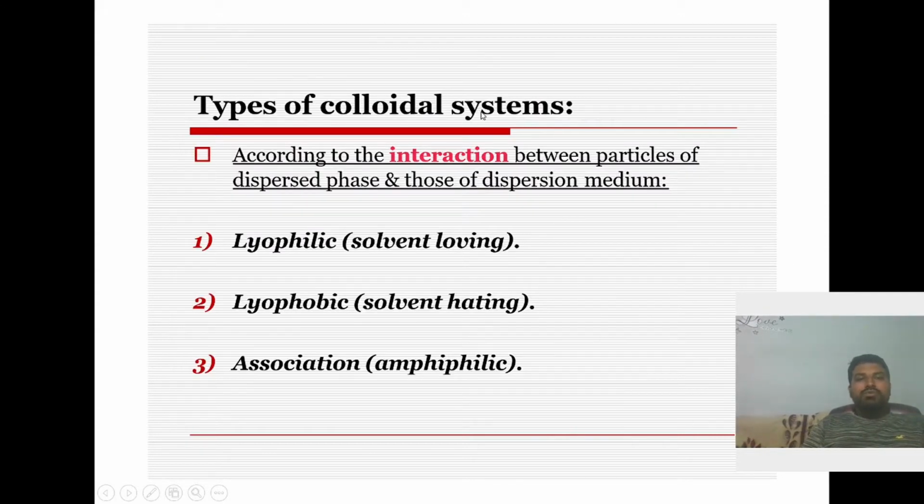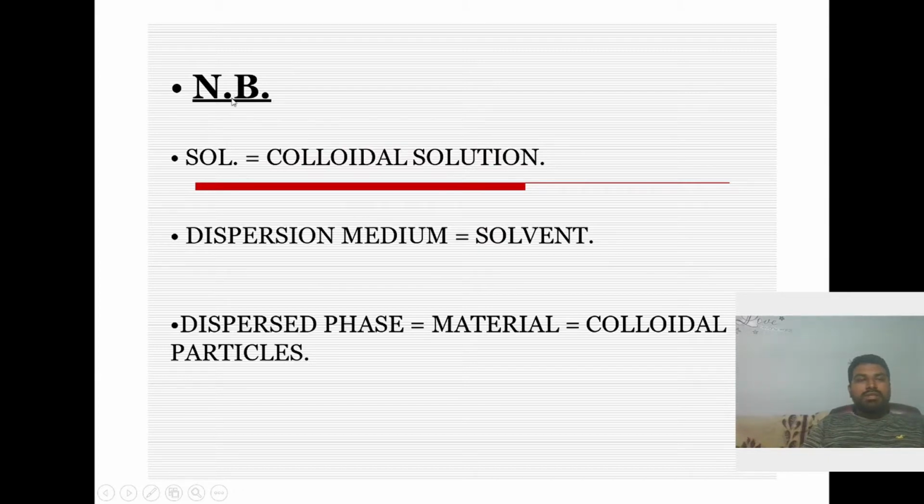Now, types of colloidal systems are according to the interaction between particles of the dispersed phase and those of the dispersion medium. It is based on lyophilic, that is solvent loving, lyophobic, solvent hating, and association, that is amphiphilic. Next is sols, which are colloidal solutions. Dispersion medium is solvent. Dispersed phase is material or colloidal particles.